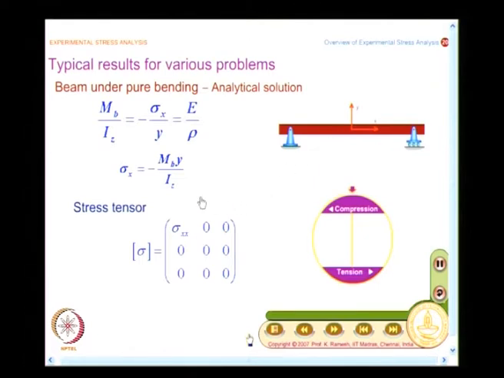And once you have this, I have the analytical solution, and it is possible for you to plot the type of contours that you could get. And we have seen earlier that in the case of photoelasticity we get only sigma 1 minus sigma 2. Since you have the stress tensor, you know how to find out the principal stresses, then you can find out what is sigma 1 minus sigma 2, and you can comfortably plot it.